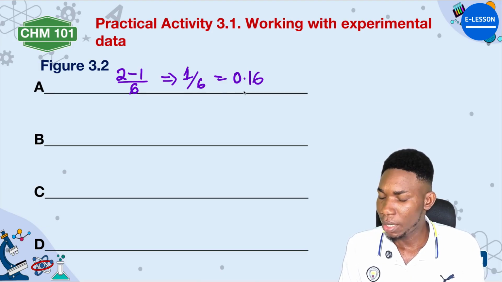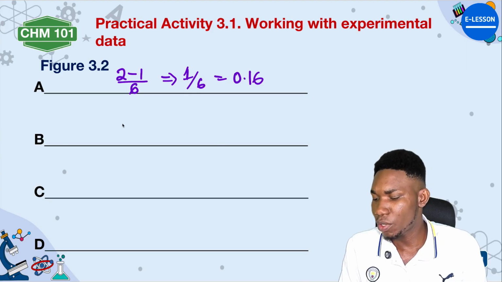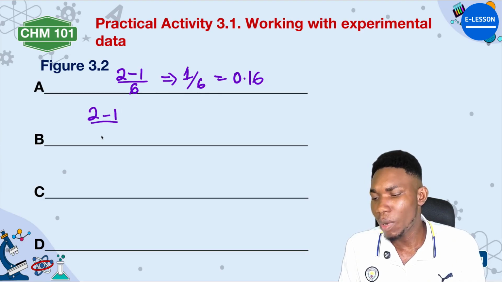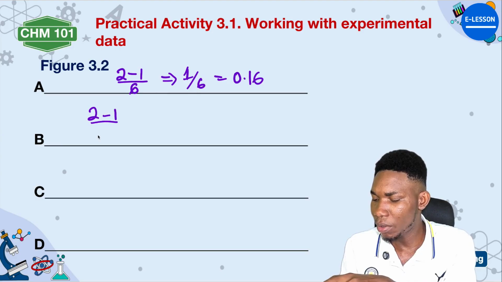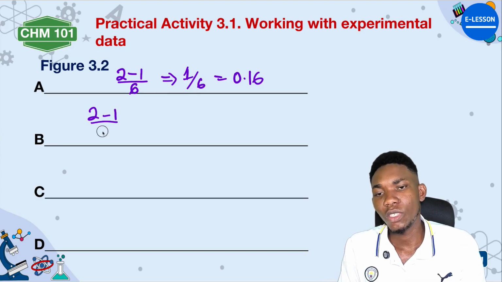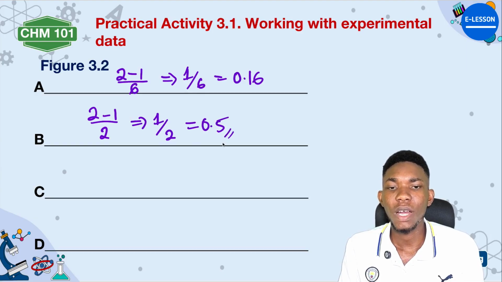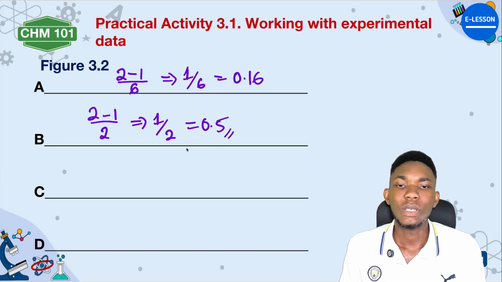So we have 1 divided by 6, which of course will give us 0.16. Is that okay? Then the next one is also calibrated 1, 2, but there are only two subdivisions in between them, which is 2 minus 1. This will give us 1 divided by what? 2. 1 divided by 2 will give us what, my dear student? 0.5. Is that okay? 0.5.